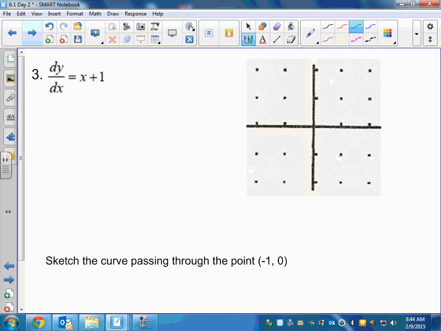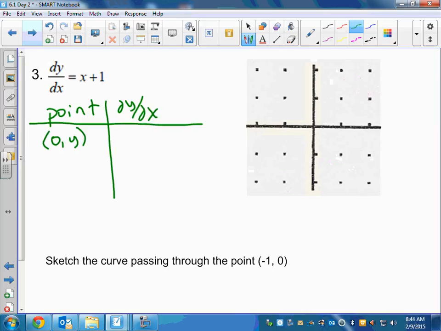So notice this one only has an x in it, which means when I'm picking all my points, I don't really have to pick all of these points, right? Because it doesn't matter what y is, the x's are going to be what changes my slope every time, yes? So I'm going to look at my point, and then I'm going to look at my slope. So let's start when x is 0, doesn't matter what y is, what's my slope going to be when x is 0? 1, because 0 plus 1 is 1. Where is x always 0? Vertically, right? The y-axis. So on the y-axis, my slope should all be 1.